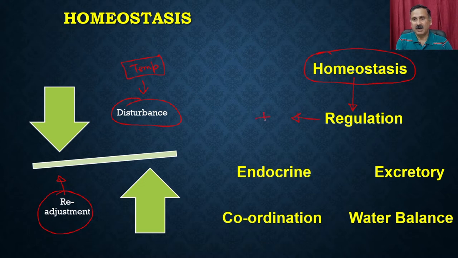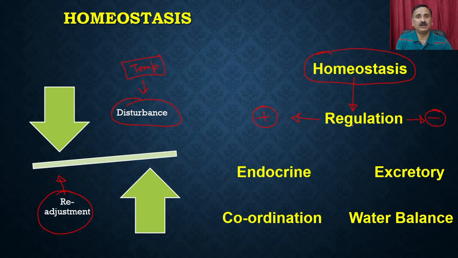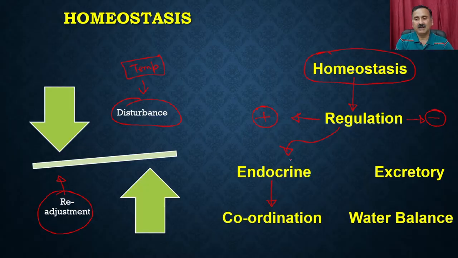If you remember, we have discussed the positive regulatory mechanisms as well as the negative regulatory mechanisms. And there are two main components which play a crucial role in the regulation of homeostasis. One is called the endocrine system. The main purpose of the endocrine system is to maintain coordination among the different types of organs, or to be an alternate system through which messages are conveyed from one part of the body to another part of the body. And very extensively in the previous lecture, we discussed the endocrine system.